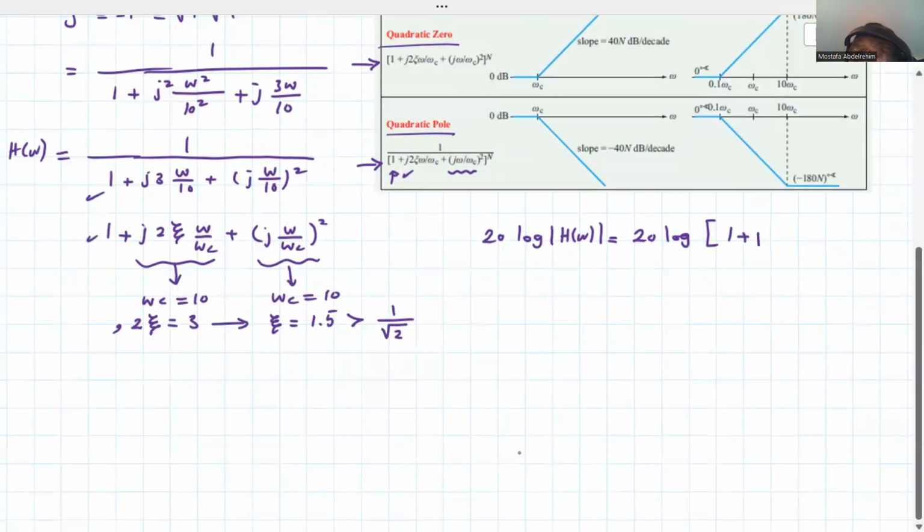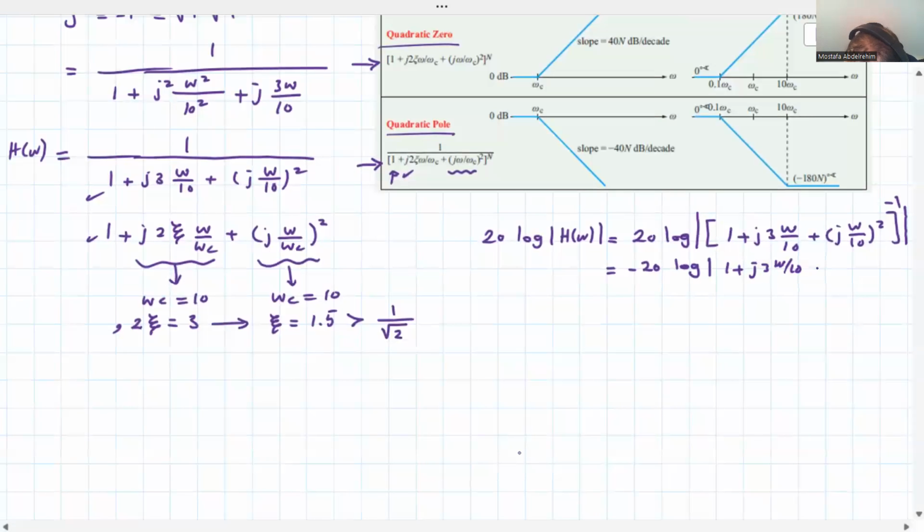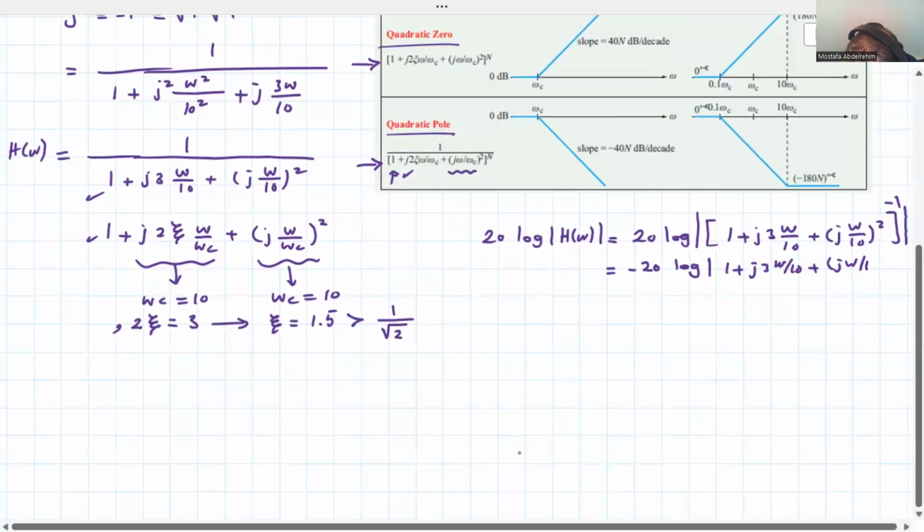So 1 plus j3 omega over 10 plus j omega over 10 squared, everything to the power of -1. That's equal to -20 log. So that's the magnitude. Magnitude of 1 plus j3 omega over 10 plus j omega over 10 squared, everything.